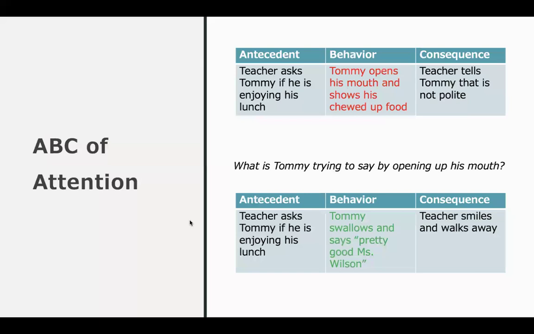So, what do we think that Tommy is trying to say by opening up his mouth, right? Maybe trying to get a laugh out of the teacher, maybe trying to have some type of interaction in that moment. So, what would be a better way for him to seek attention? The teacher asks Tommy if he's enjoying his lunch, and he will respond by swallowing instead of showing the chewed up food and saying, Pretty good, Miss Wilson. And then our consequence will be the teacher smiling and walking away. So he'll still get attention, right? But he'll get it in a different way.